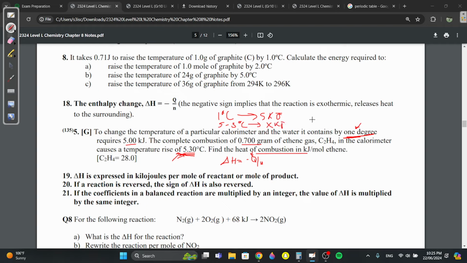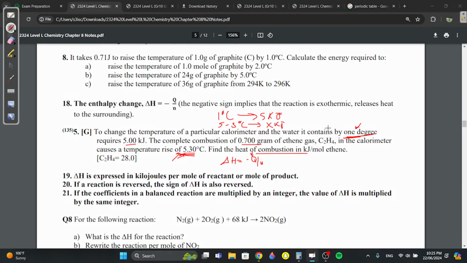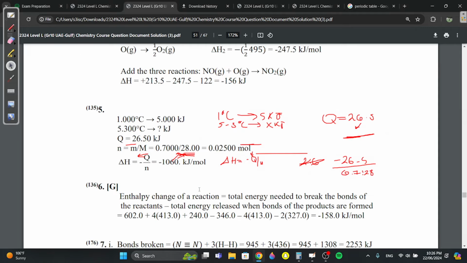You cross multiply and you get how much? 26.5. So our Q is 26.5. Now it's a direct application: negative 26.5, because it's minus Q over N, over the moles, where N equals M over M, the mass divided by the molar mass, so 0.7 divided by 28. You get negative 1060.